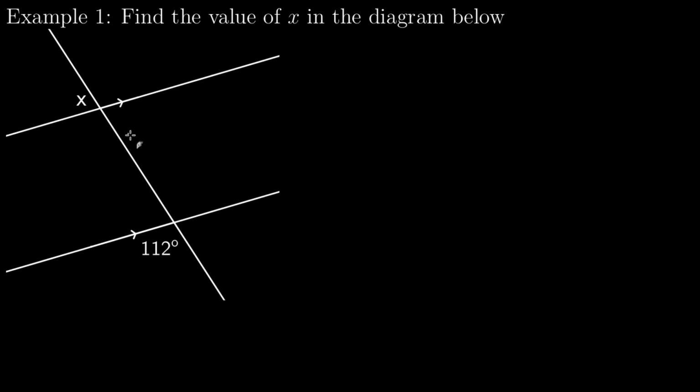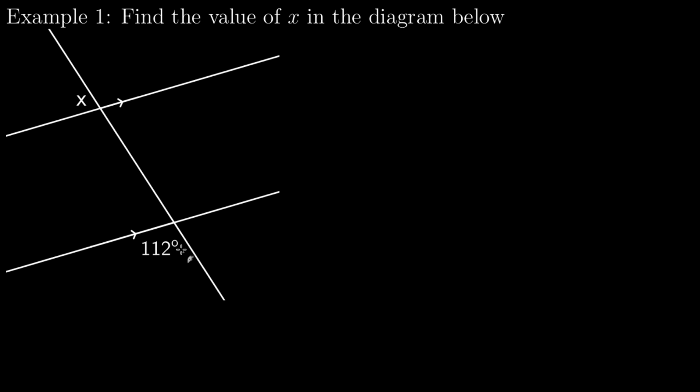The big difference here is I see two lines. This little marking here, these little arrows, mean that these two lines are parallel, and they are crossed by this line here. And I can see that I have a 112-degree angle here and an unknown angle there. And you may have some guesses as to what their relationship is.